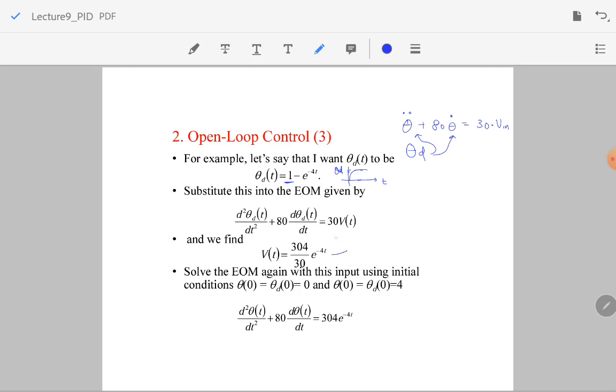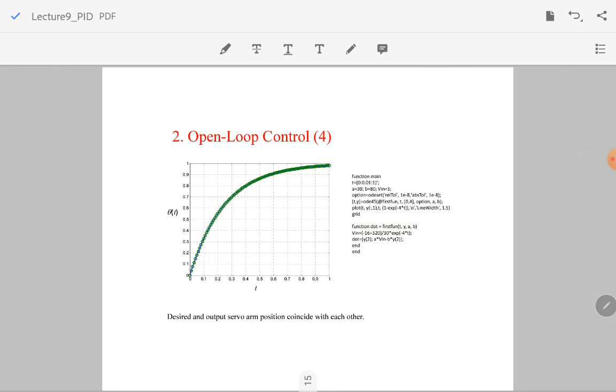We can calculate what's the voltage required to make that happen. Okay, so now we go back to the original differential equations, right? And then put in the V, the V that we just calculated in there. So what do you think is going to happen? I mean, in MATLAB world, what's going to happen in MATLAB world? Perfect. It's going to be perfect, actually. This was a theta desired, and then that's what we will get. Okay, so I mean, it looks perfect. So what's the problem with this?